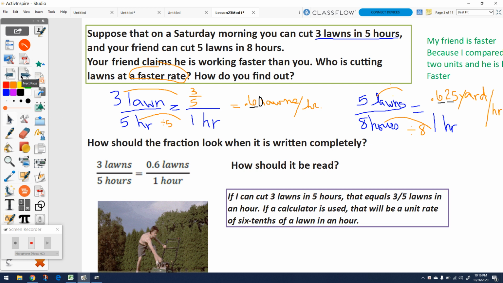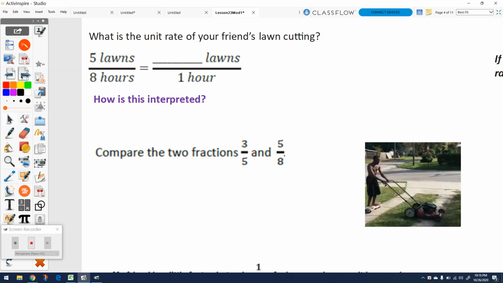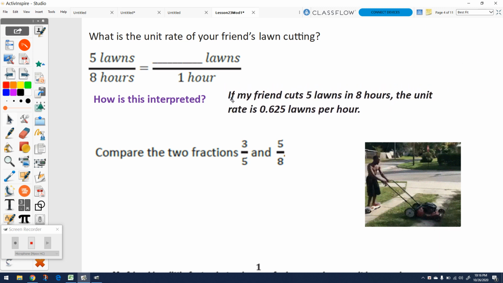Next problem. As we take a look at our friends, we've already done that. We put that on the first page, so we got 0.625. And how is that interpreted? Well, if my friend cuts 5 lawns in 8 hours, the unit rate would be 0.625 lawns per hour.